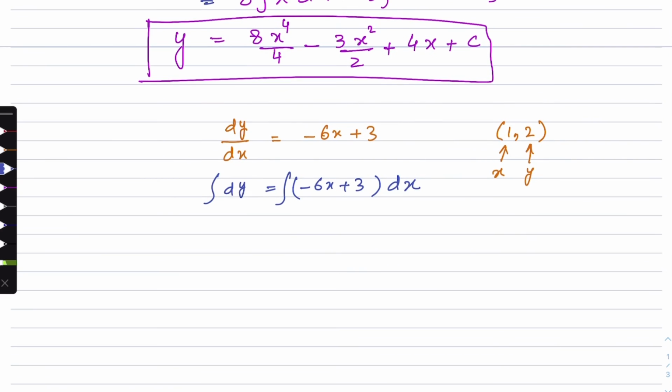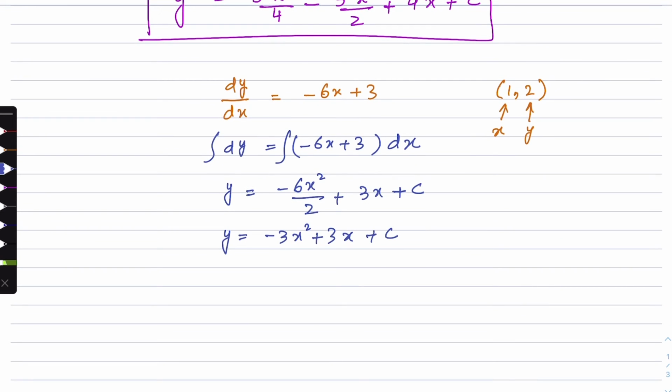Now I will do it directly. So this would become y equals minus 6x square by 2 plus 3x plus c. So y is equal to minus 3x square plus 3x plus c. Can you tell me how we can find the value of c? Yes, exactly, by putting the values of x and y into this equation.